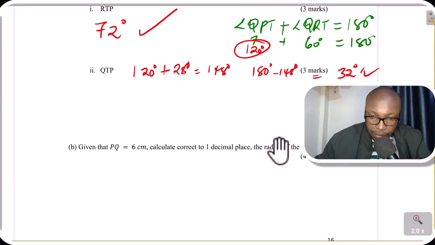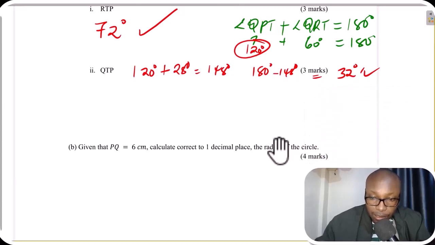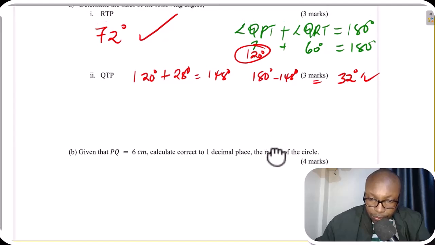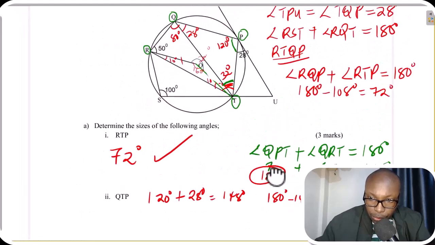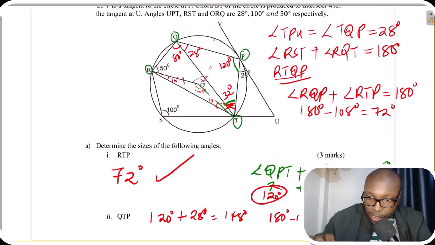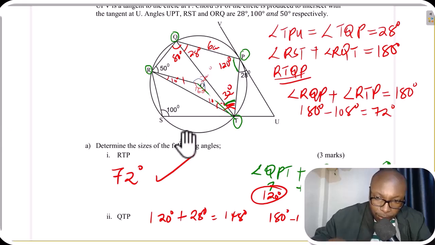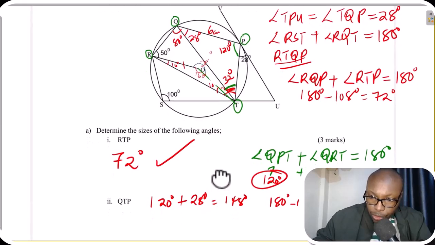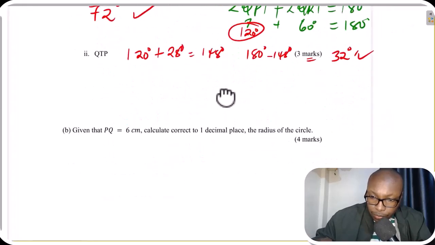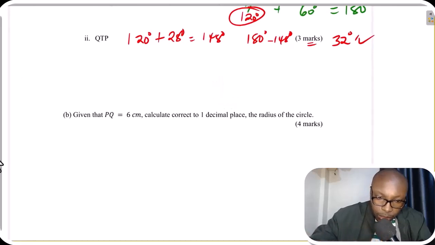Part B, given that PQ is equal to 6 centimeters, calculate, correct to 1 decimal place, the radius of the circle. PQ is given here. PQ is 6 centimeters, and we are supposed to give the radius of the circle. Now, I'm going to extract that triangle QPT.